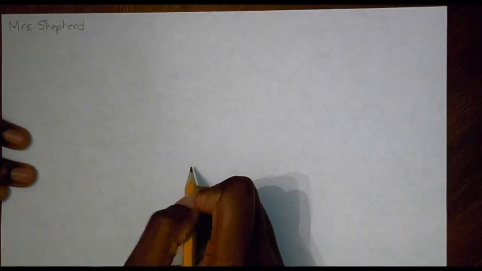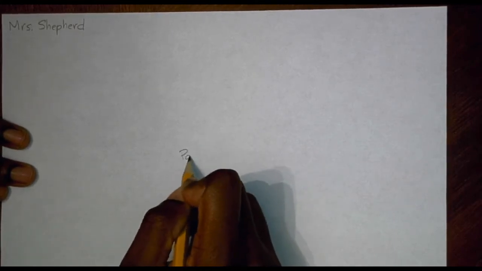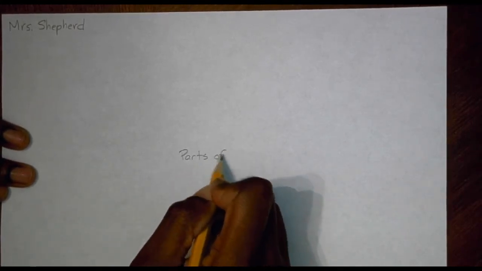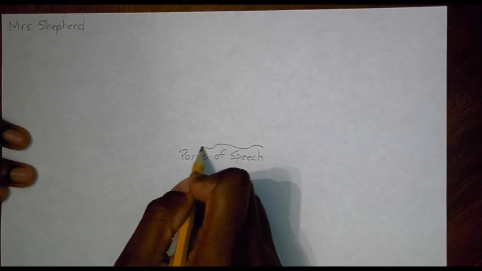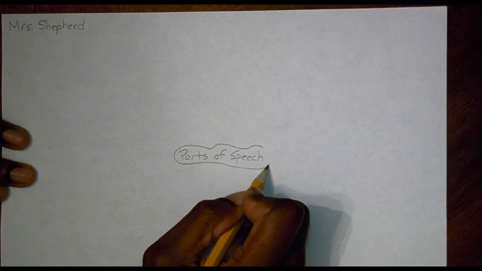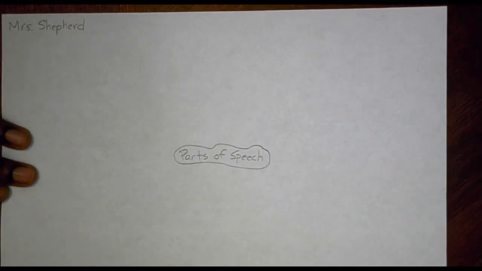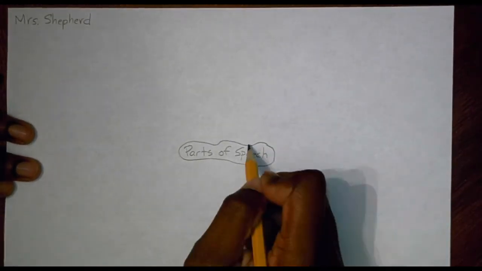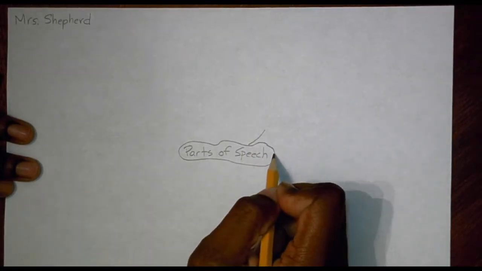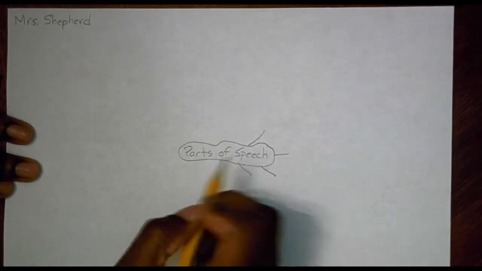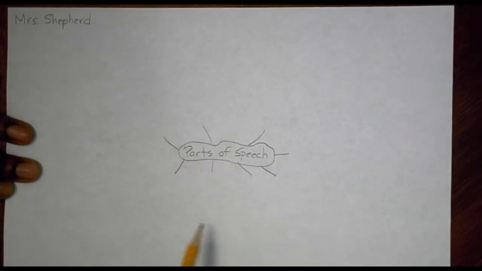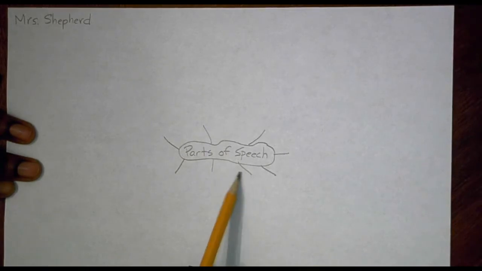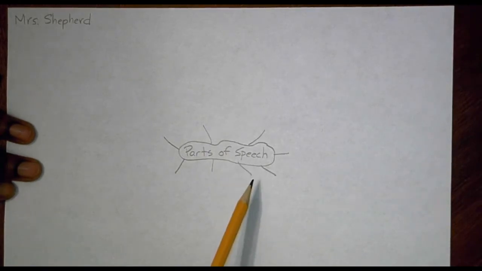Our topic for our mind map is parts of speech, so I'm going to put that in small, neat letters here in the middle. And then I'm going to go ahead and draw a little bubble around it. Now I know that there are 8 parts of speech, so what I'm going to do is do 1, 2, 3, 4, 5, 6, 7, 8 little lines kind of branching off from the main topic of the mind map, which is parts of speech.